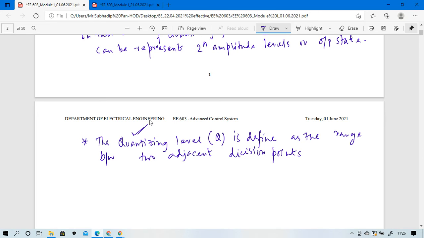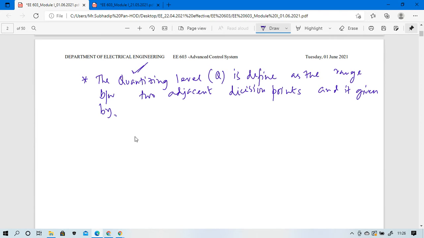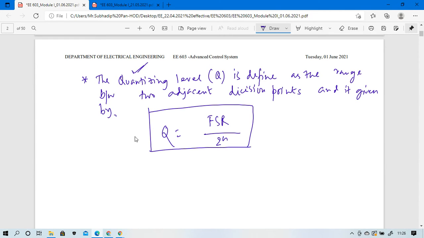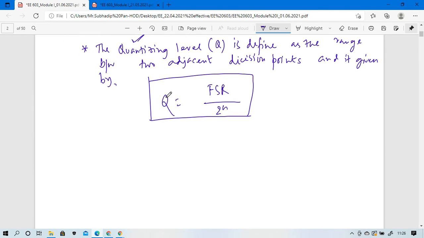That particular quantizing level will be given as Q equals FSR divided by 2 to the power n, where Q is nothing but the quantizing level, and FSR is nothing but the full scale range.